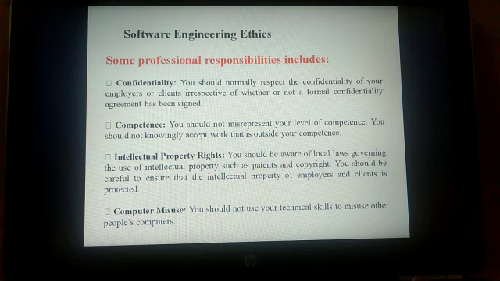We should not misrepresent our level of competence. That is, you should not knowingly accept work which is outside your competence, which you cannot do or cannot deliver on time. One should be aware of the local laws governing the use of intellectual property such as patents and copyrights, and be careful to ensure they are not violated. And computer misuse means you should not use your technical skills to misuse other people's computers or their privacy. We'll come up with the next topic in my next video.